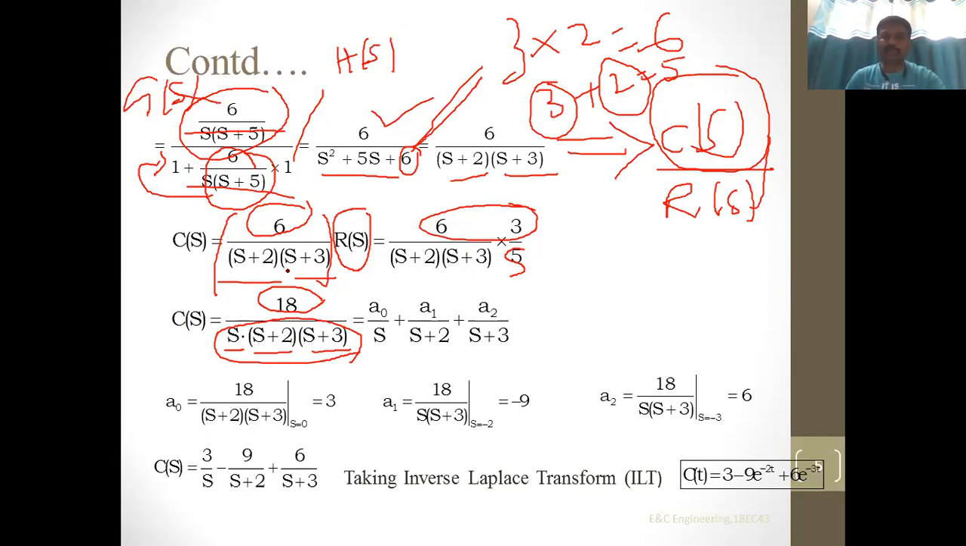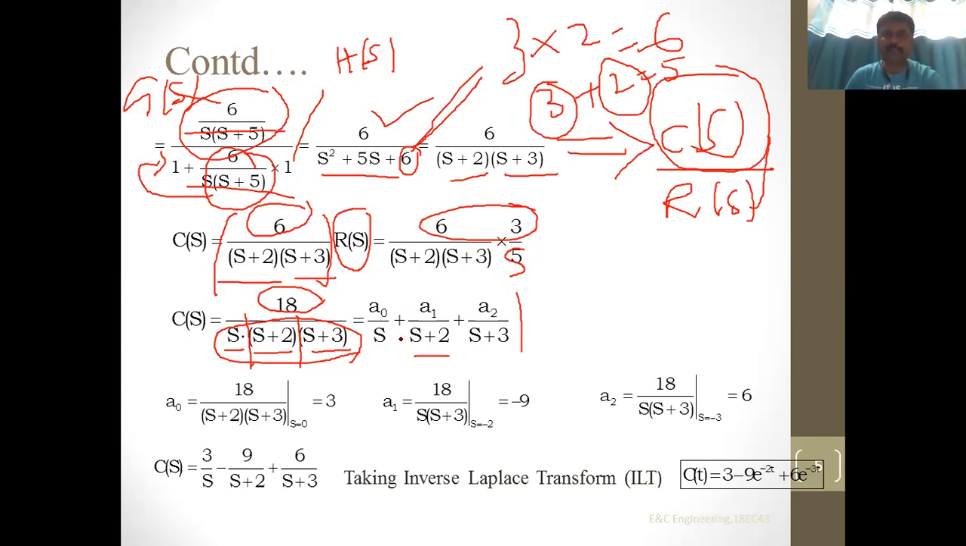Next, if I go for the partial fraction approach, look, the product here needs to be converted into a sum. To convert it into a sum, this is the method I need to follow. Constant divided by first term plus constant divided by second term plus constant divided by third term. Here I have taken A0, A1, A2. You can also take A, B, C, or B1, B2, B3, it is up to you.